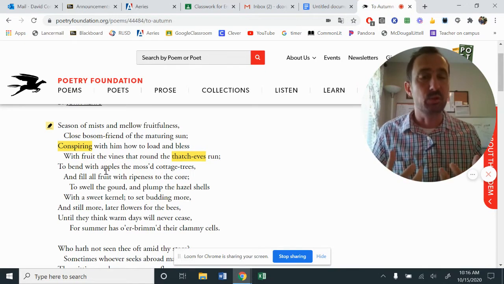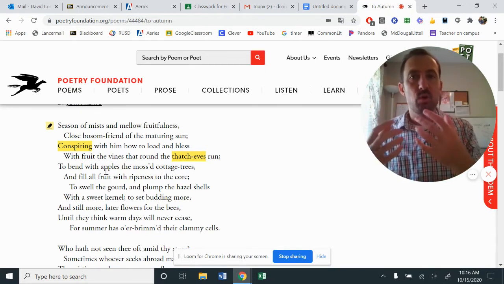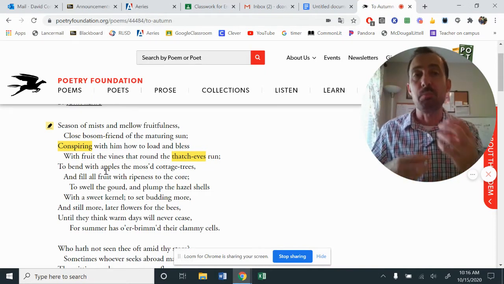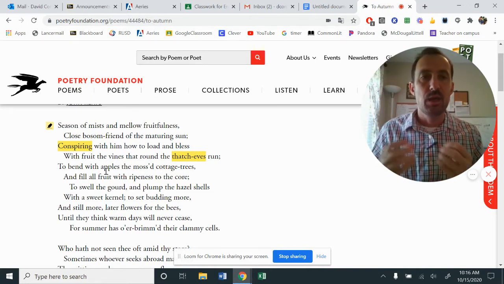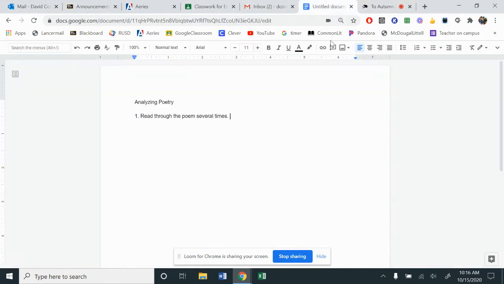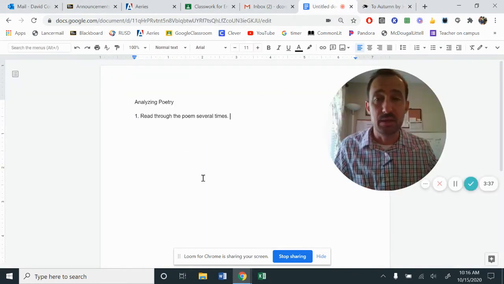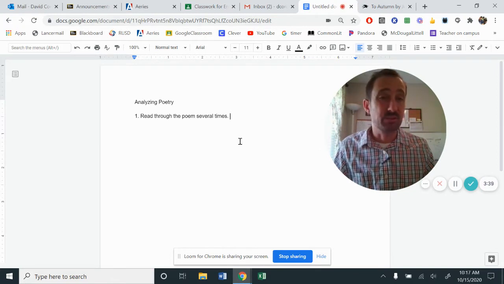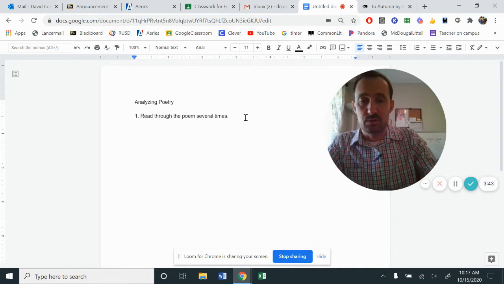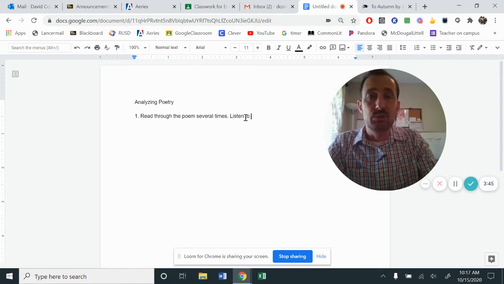We need to be familiar with it. Just like if you watch a movie once, you kind of understand the story. But if you watch it multiple times, you pick up on different things as the story progresses. So I would even recommend that you read through the poem several times, or you can also listen to an audio version of the poem.